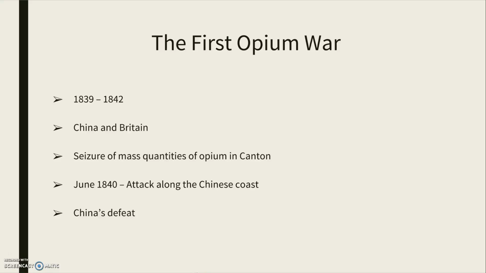The peace term included that China had to pay a large indemnity to Britain. They had to open up more ports because they only had one port for foreign trade. And China also had to give Britain a 99-year lease on Hong Kong and allow British citizens to have special rights in China. So that was the first Opium War.